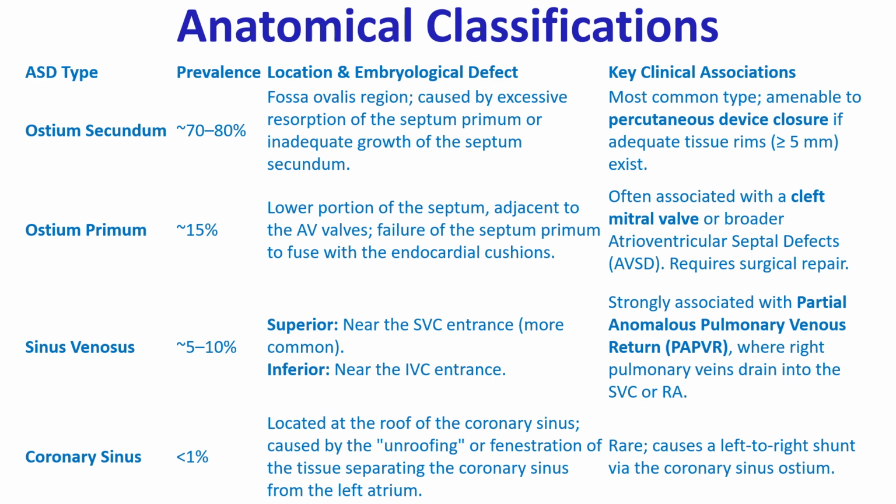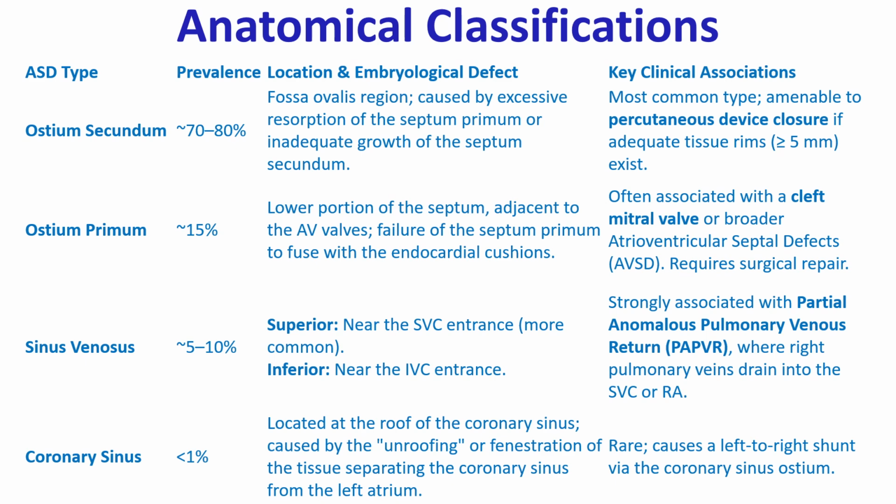Ostium primum, about 15%, is in the lower portion of the septum adjacent to the atrioventricular valves and is due to failure of the septum primum to fuse with the endocardial cushions, often associated with a cleft mitral valve or broader atrioventricular septal defects. It requires surgical repair.